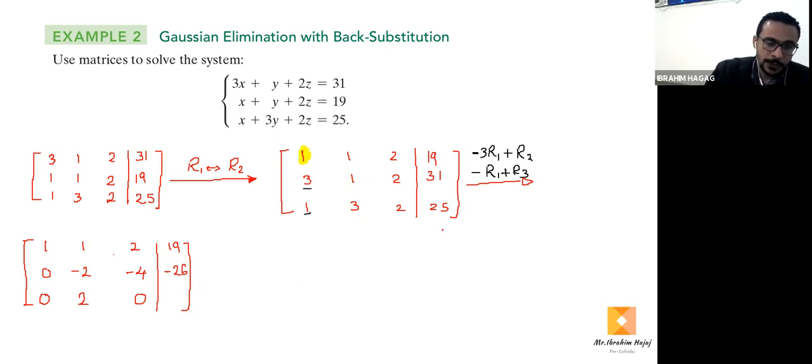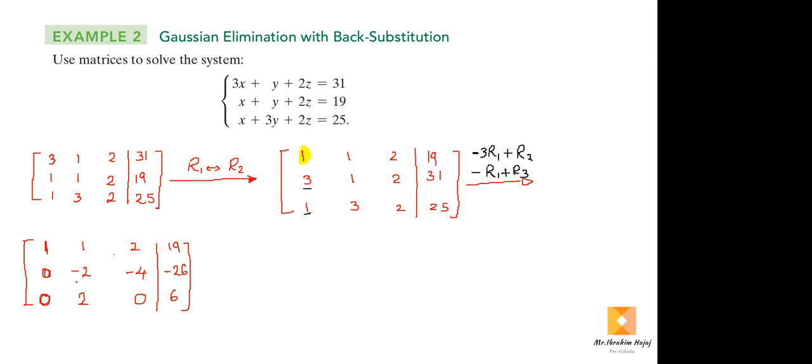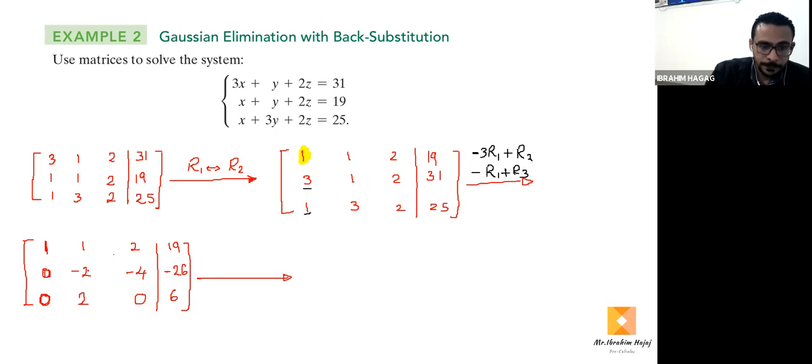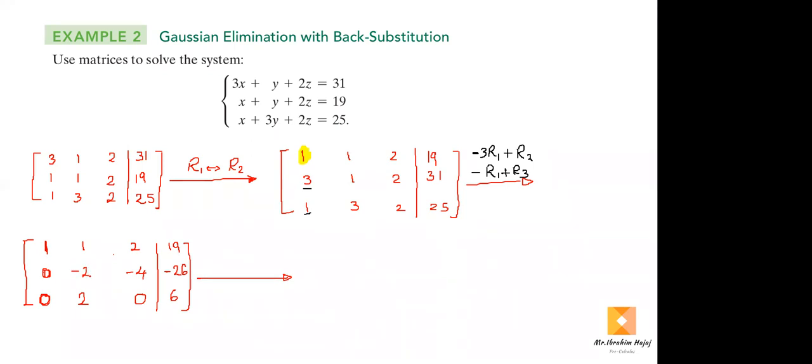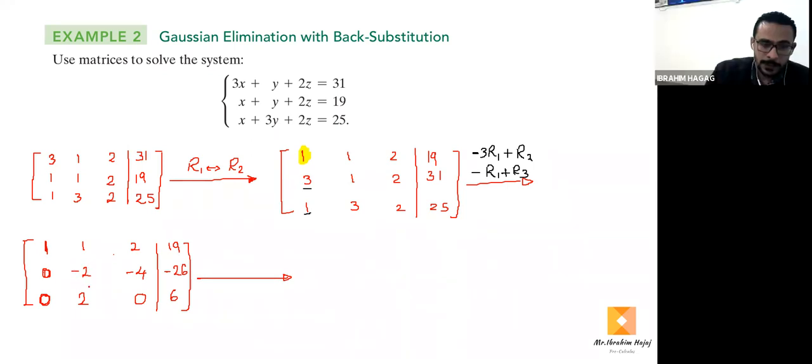Which is what? 6. Okay, nice. But here we have 1 and then 0 and then 0. What's the next goal? The next step we must make the center 1 also. Here, negative 2 is the second row, second column element, and it will be 1.